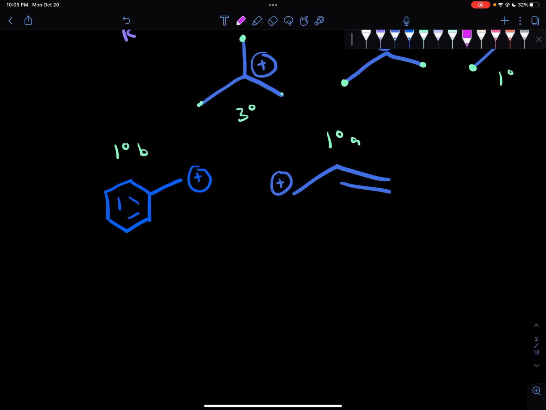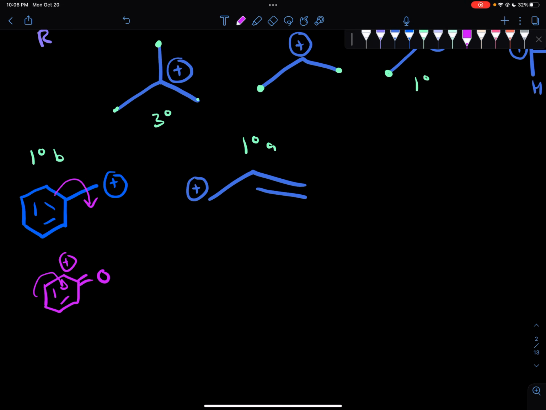So for example, you can resonate like this and get this structure here, and then you can continue and so on. For this one, same deal, resonate your double bond and get that.